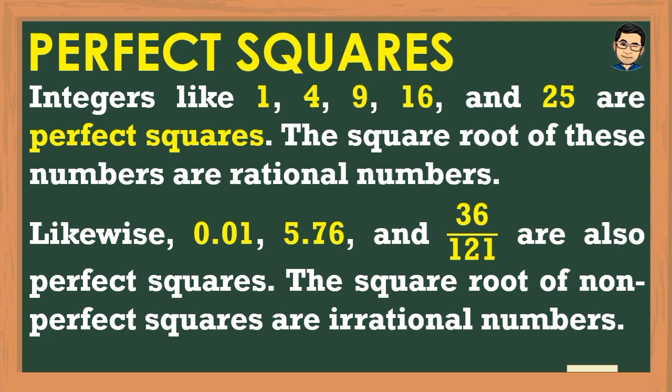The square roots of non-perfect squares are irrational numbers. For example, the square root of 2 is an irrational number. Unlike the square root of 4, which is 2, a rational number. So tatandaan lang po natin, kapag hindi perfect square yung mga numbers, irrational numbers po sila.